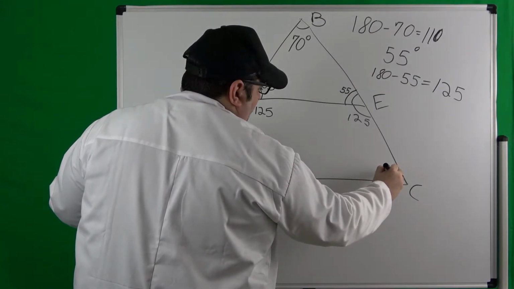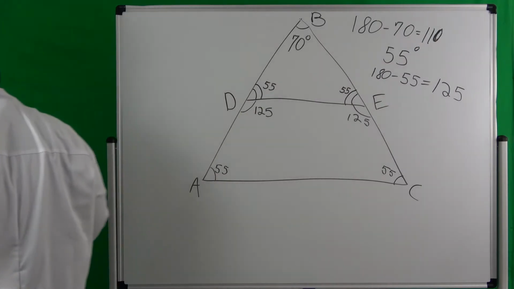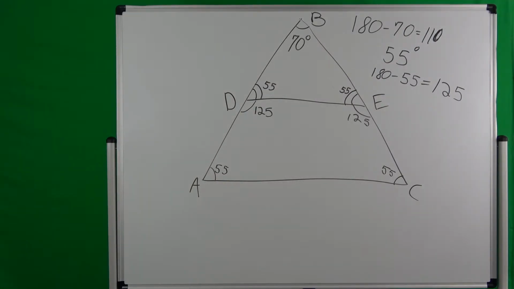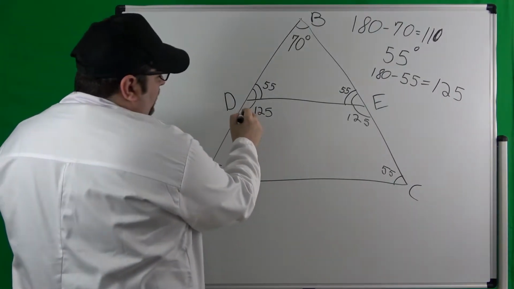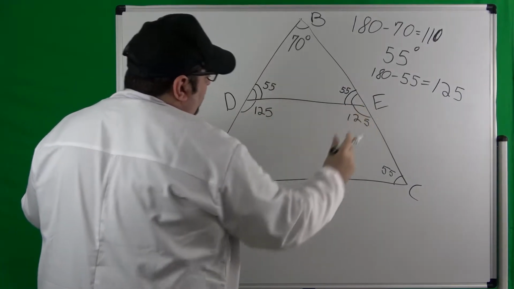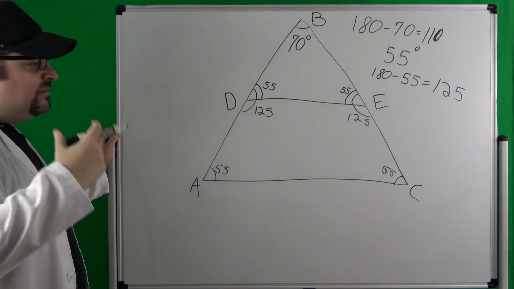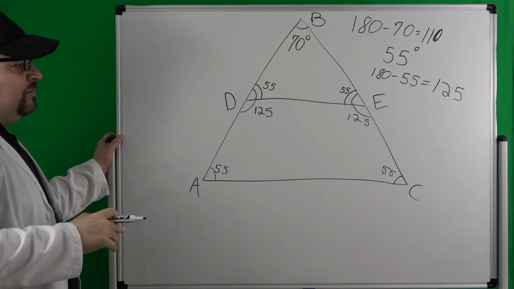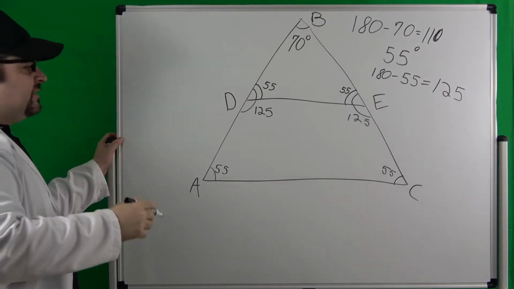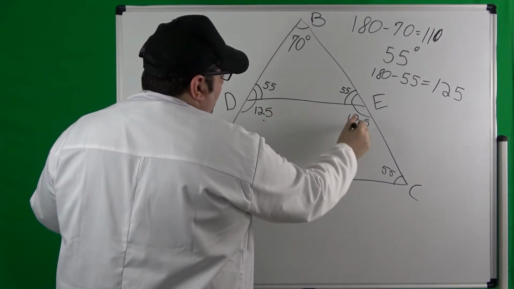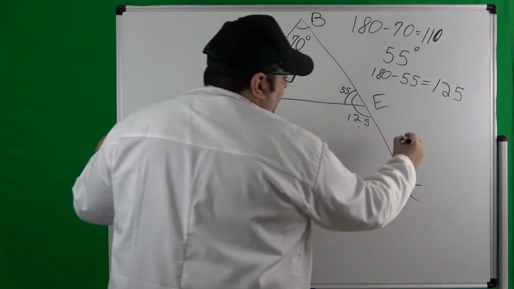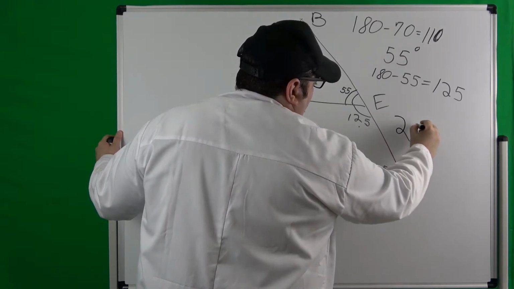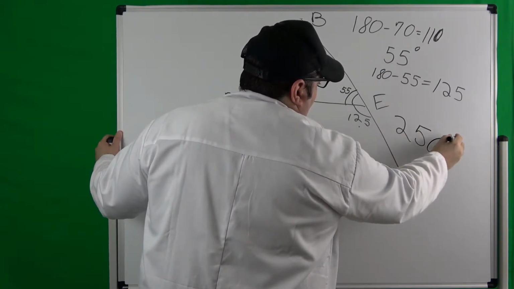But that's not what they were asking, were they? Let me check again real quick. Oh, okay. Yeah, they were asking for the trickiest of all the angles. They wanted to know this one and this one. And just to make it needlessly complicated, it wants to know the sum of them. So you just have to add these two together. What's 125 plus 125? We can do that in our heads, right? 250.